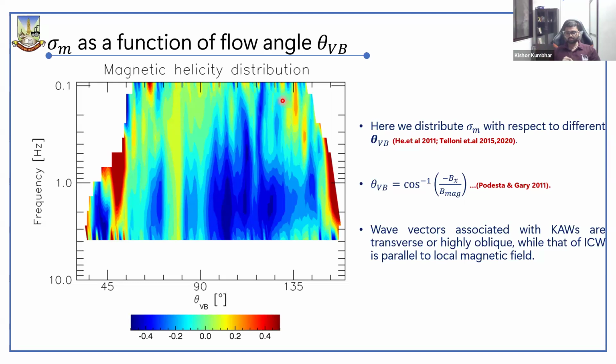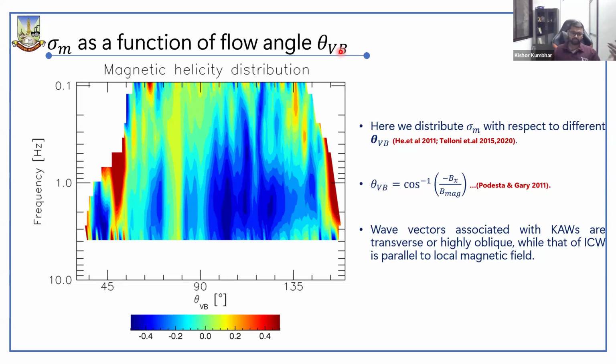The expression remains the same, which was given in the previous slide, using wavelet transformation instead of an FFT transformation. And here we distribute the sigma m as per different look angles. Look angles in the sense we distribute them according to different theta VB values, and depending upon the angle where we are observing the helicity patch, we conclude whether our wave is a quasi-parallel wave, a quasi-perpendicular wave, or an oblique wave.